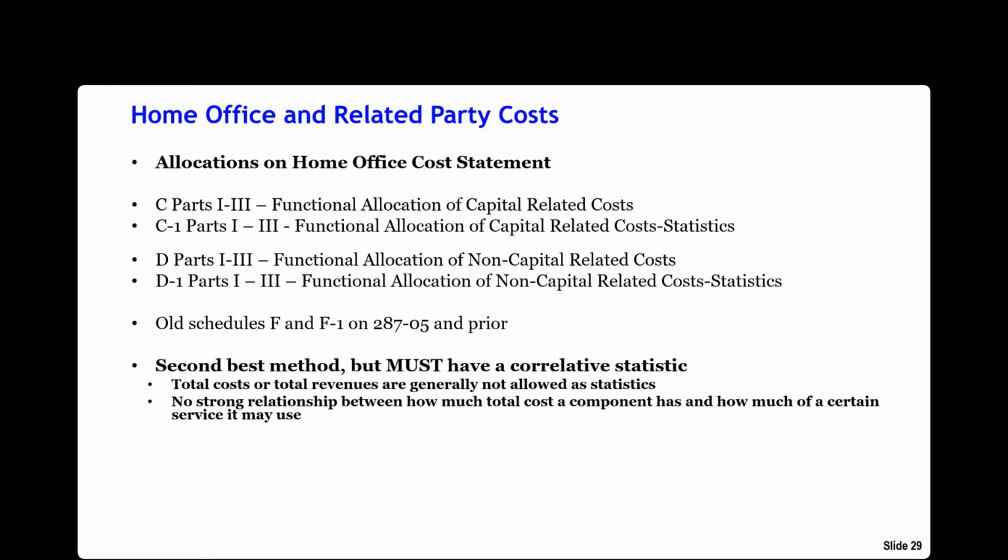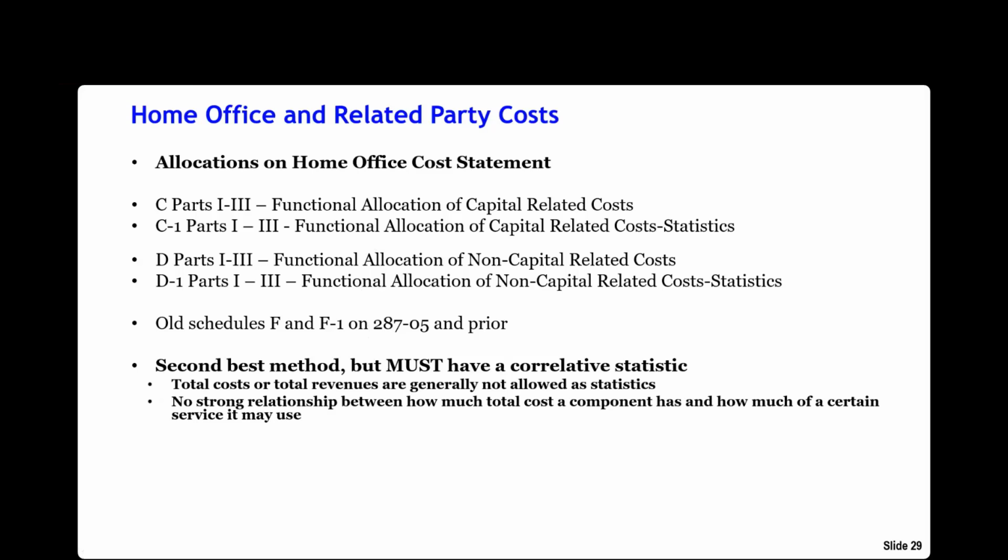overhead cost. These are the same things, these -1s, the statistics that are functionally related to how that cost is being allocated. And that's a key word there, functional. We can't just use any random statistic. It has to be something that has a strong correlation to show how much of that particular service was really used by that component versus another component provider, and therefore how much cost should be allocated.